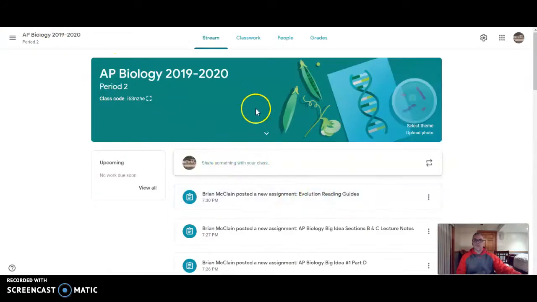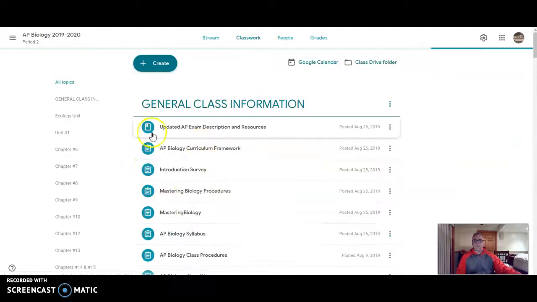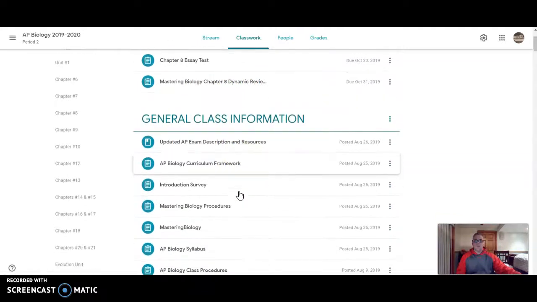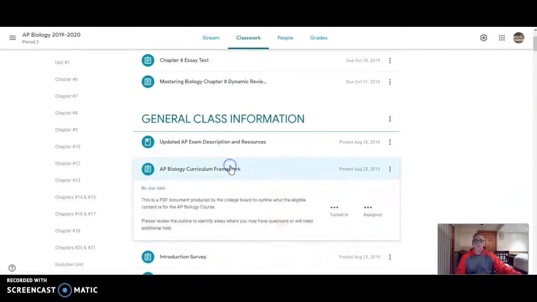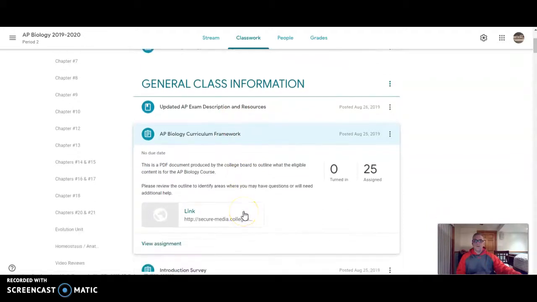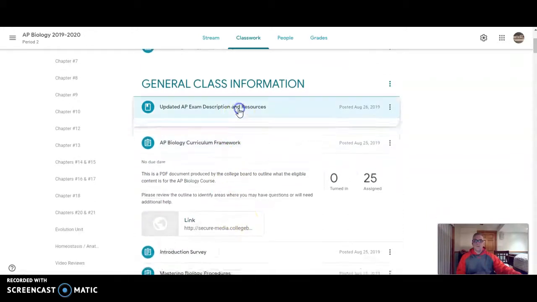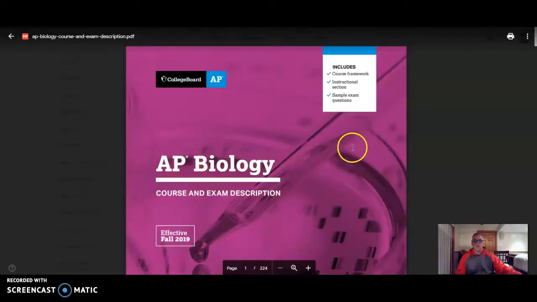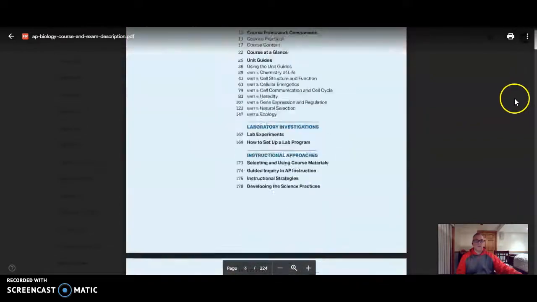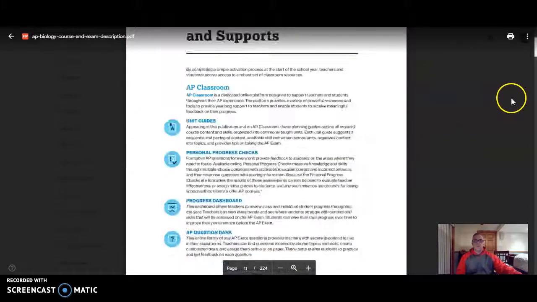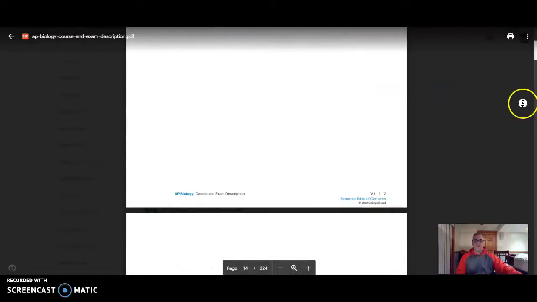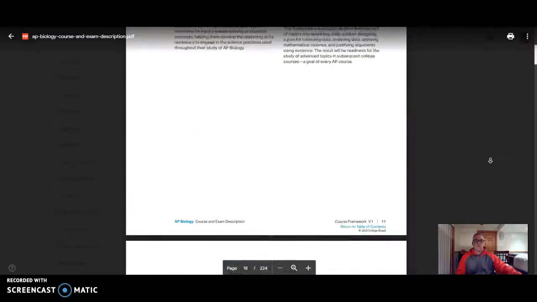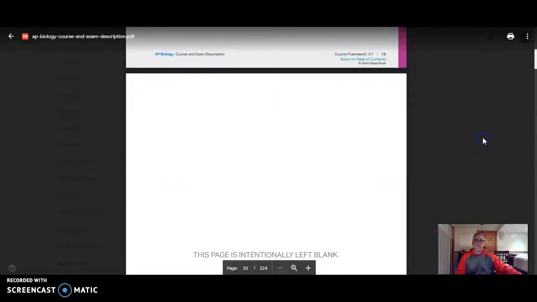So one thing I wanted to point out to you, if we go over here right at the top of our general class information, one of the things that we have is the curriculum framework and the updated AP information. This is kind of the chart that I've had on my wall and the resource that came out to us. And I think I have it on like page 25, so scroll through this, sorry for that. But if we move through here, this is the section I was looking for.